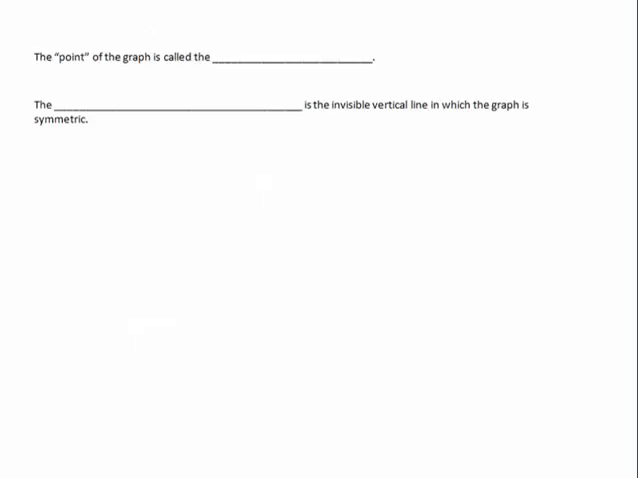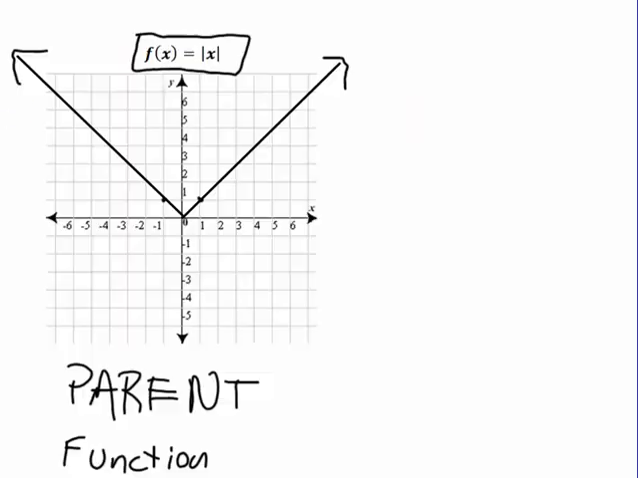Now, there's some things we can point out about this. There's some characteristics. So the point of the graph, and by that, I mean this one here where it comes down and boom, goes right back up. So this point right here, I'm going to put it in red, 0, 0, this is known as the vertex, V-E-R-T-E-X.